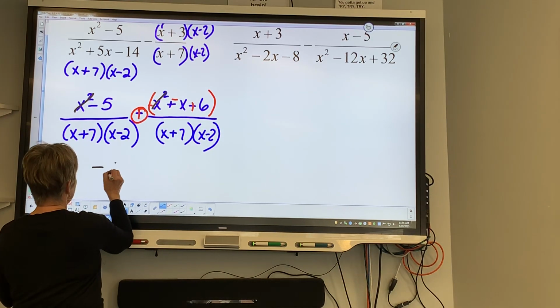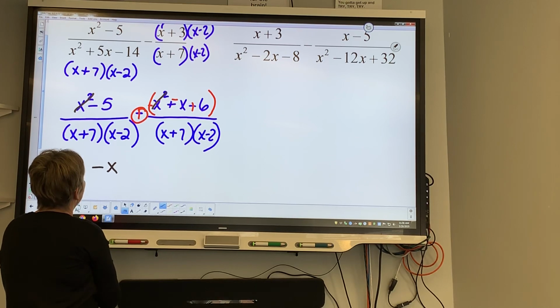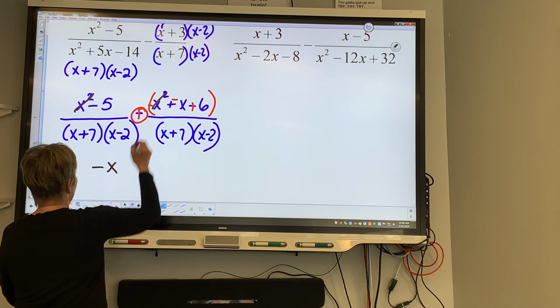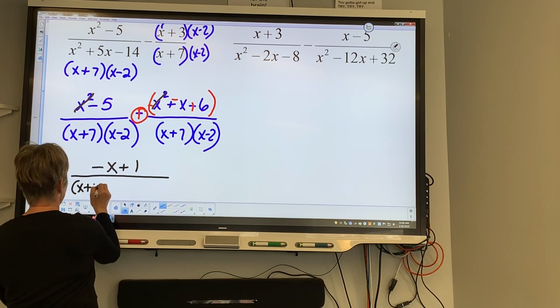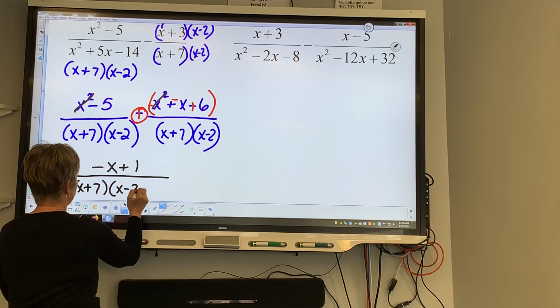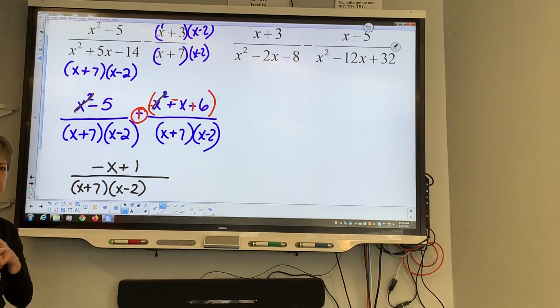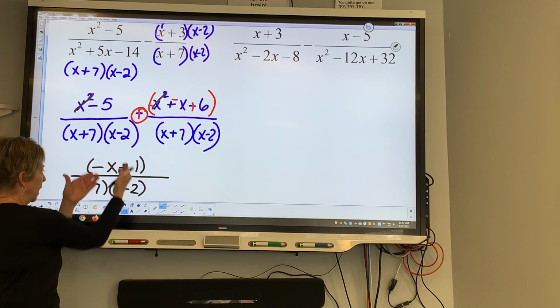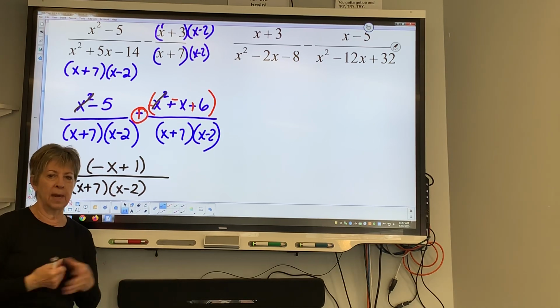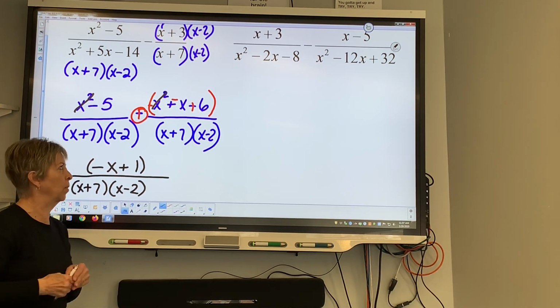I have a negative x and I have a positive 1, all over x plus 7 times x minus 2. And that's my answer. Since this can't be factored, and it's not like either of the factors in the denominator, that's in simplest form already.